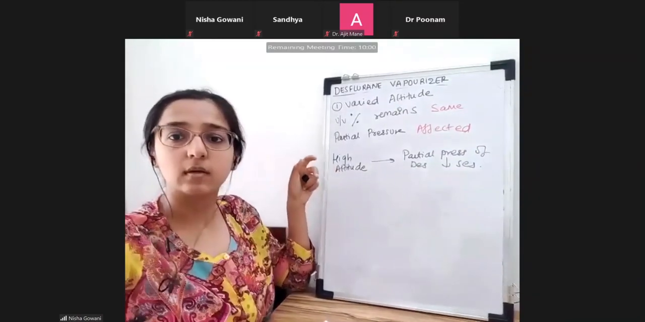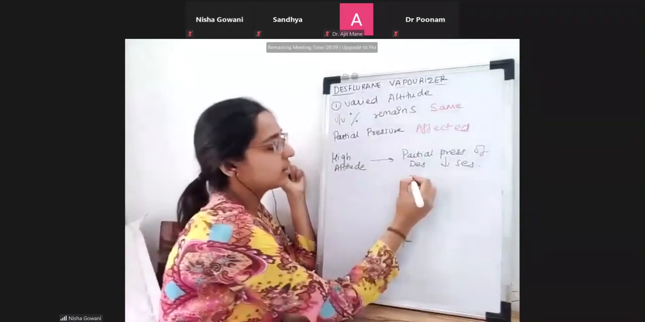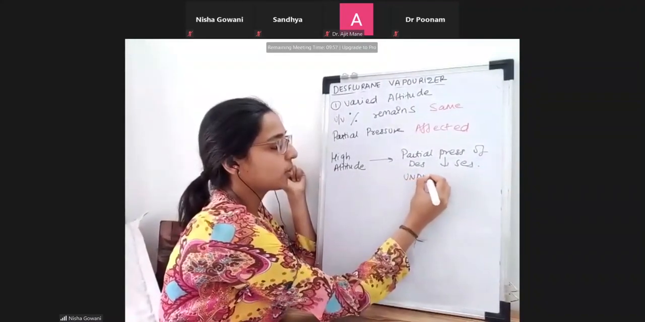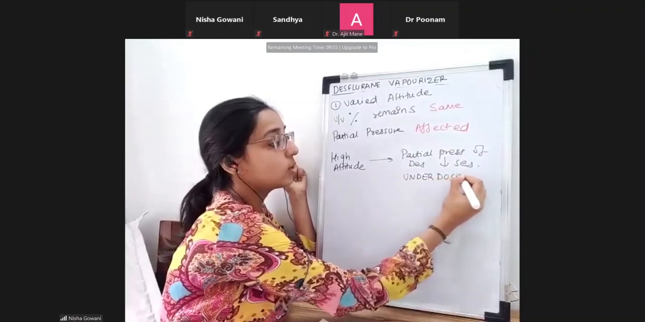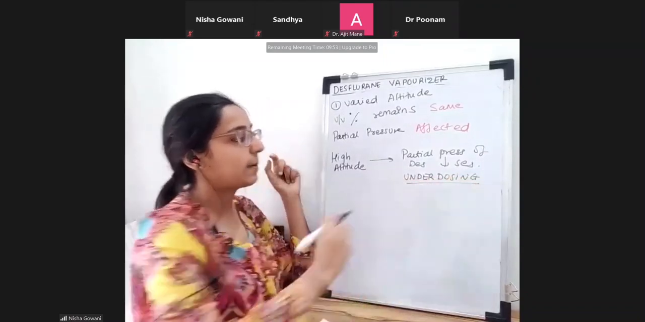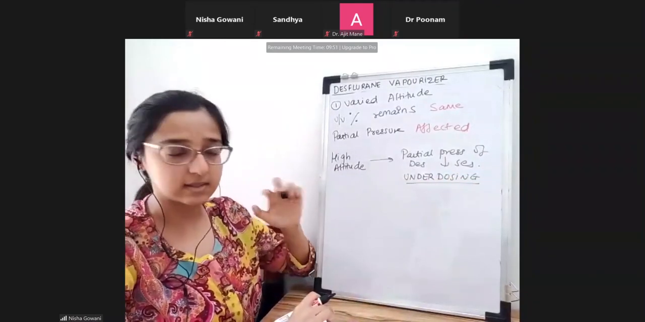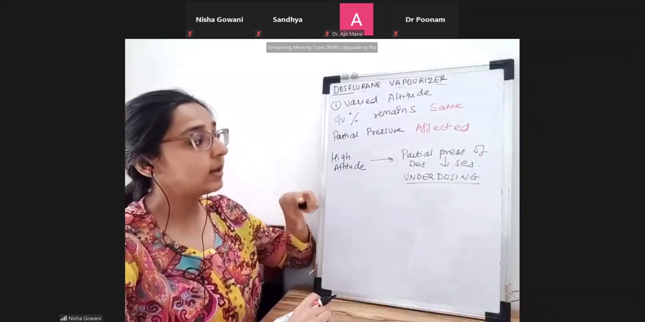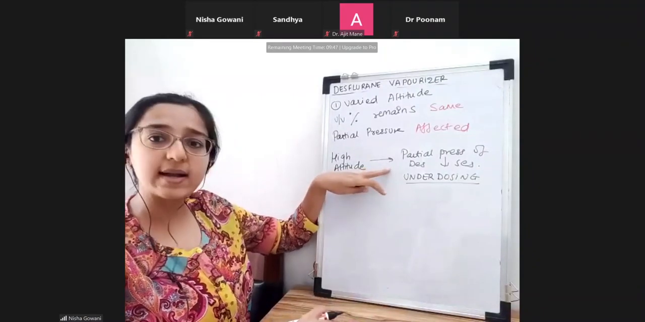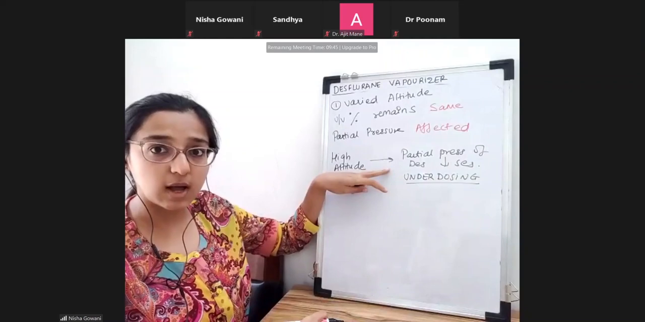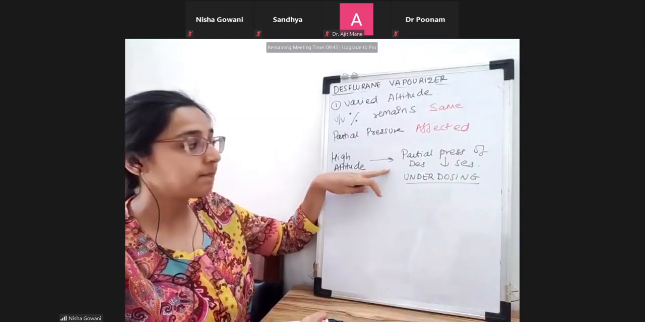That means underdosing. What is the problem that can occur? Underdosing can happen. Why will underdosing happen? Suppose I have set 6% on the dial, but actually at 6%, how much partial pressure is supposed to go at sea level?